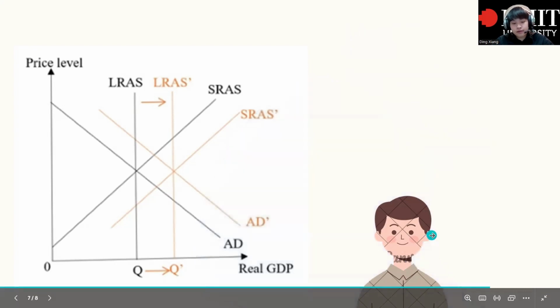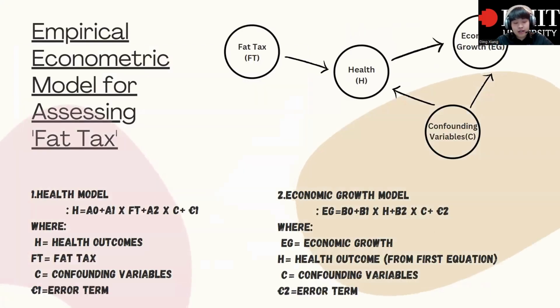Lastly, a tax may affect health and economic growth. Directed acyclic graphs can show the complicated causal relationships. A DAG lets us visualize factors like obesity rates, healthcare costs, productivity, and economic growth. This helps us discover direct and indirect ways a fat tax may affect these factors. Empirical econometric models use real-world data to assess the health and economic implications of a fat tax.